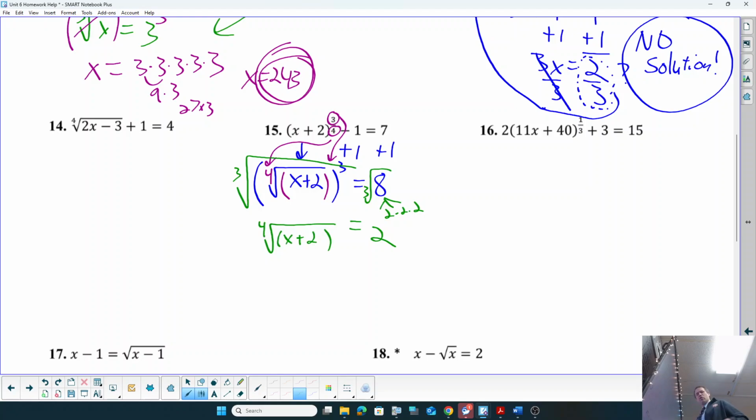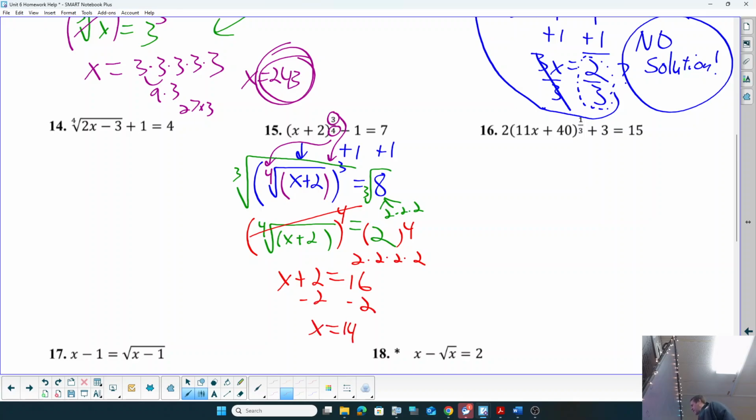And so now we're going to undo the 4th power. How do we undo the 4th power? So now to undo the 4th power, we're going to go ahead and power 4 both sides. Power 4 both sides. So that gets rid of the 4th root. So now we're left with x plus 2 is equal to 2 times 2 is 4, times 2 is 8, times 2 is 16. And now we're going to minus 2 to the other side. And we get 14 as our answer.